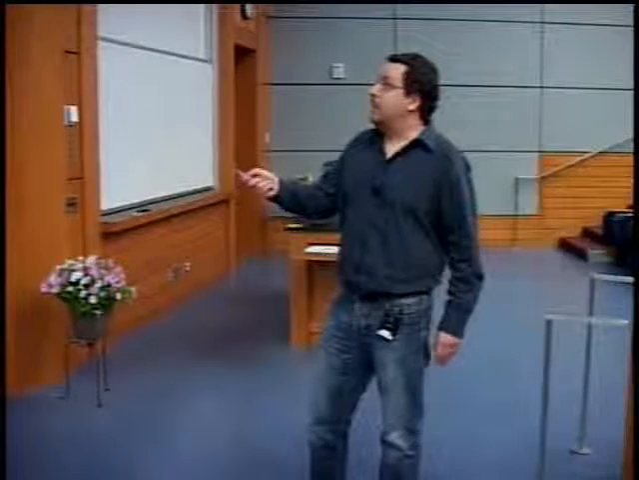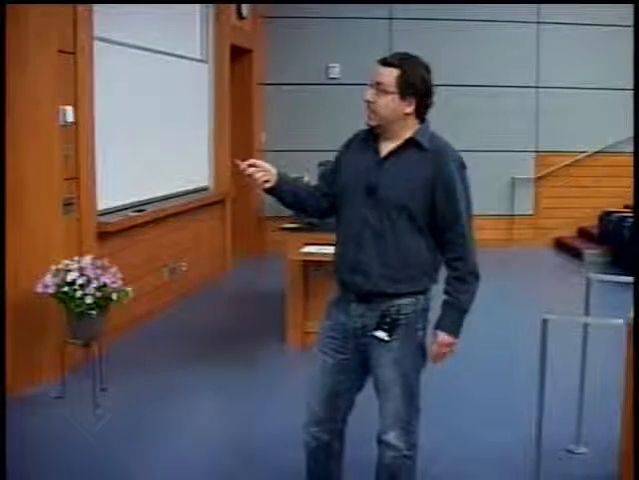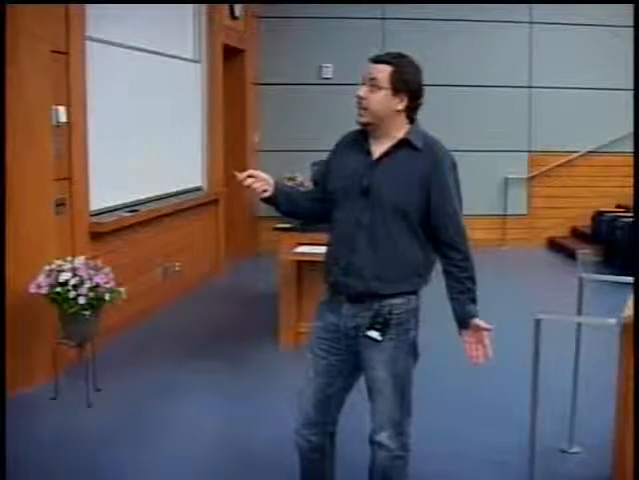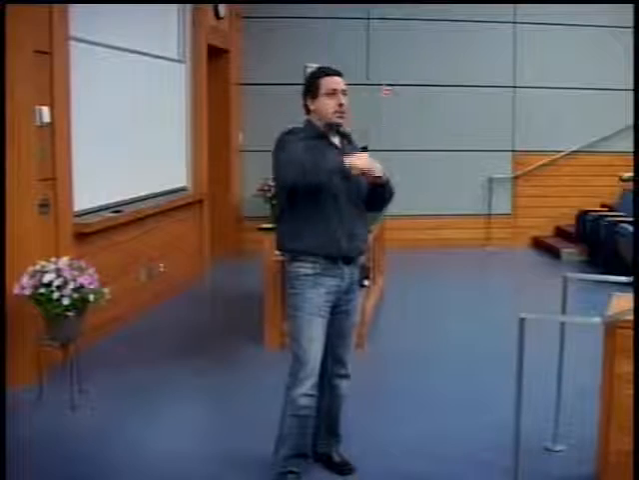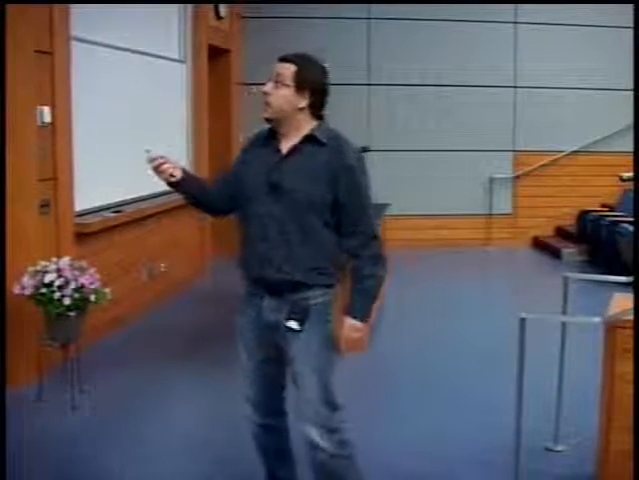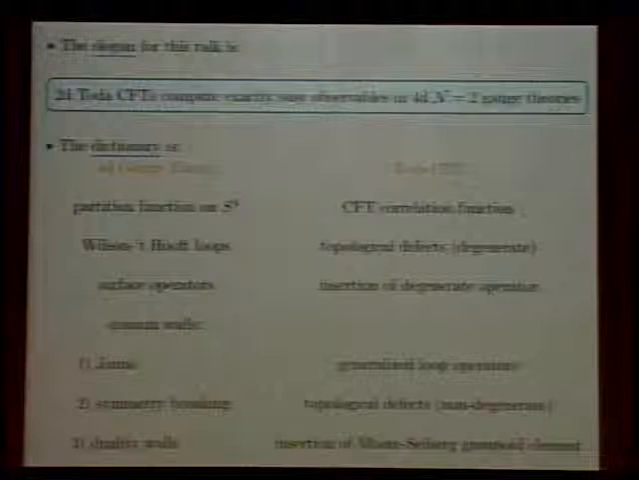And there are several types of domain walls you can have. There is something called a Janus domain wall, where the coupling constants on the north hemisphere and the south hemisphere of the four-sphere are different. You can have symmetry breaking domain walls. You can have duality walls. And all of them have a rather nice description in terms of objects in Toda conformal field theory. And I'll probably describe some of them during the talk.